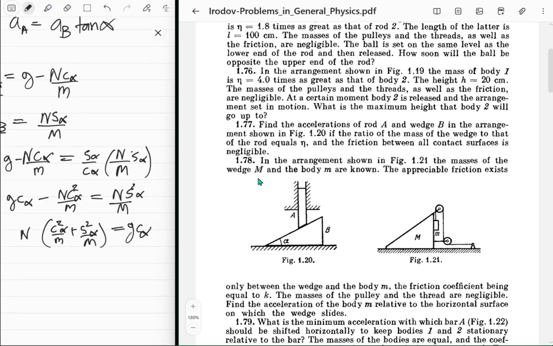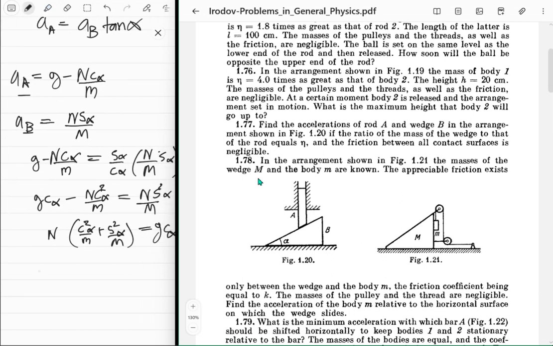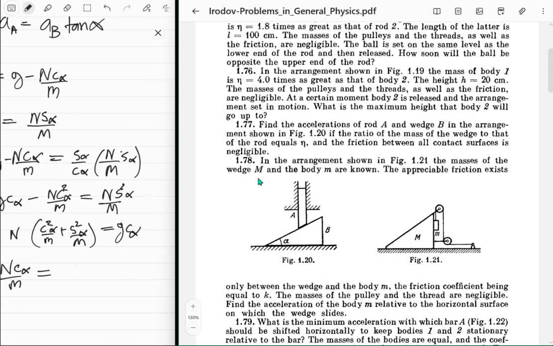You just have to do it anyway. So there we go. What do you want? You want n cosine alpha upon small m. That's going to be all of this messed up stuff: g cosine squared alpha upon this stuff times m, so cosine squared alpha plus small m upon capital M. Mass of wedge to that of rod is eta. So that thing would be 1 upon eta. Even more complication.